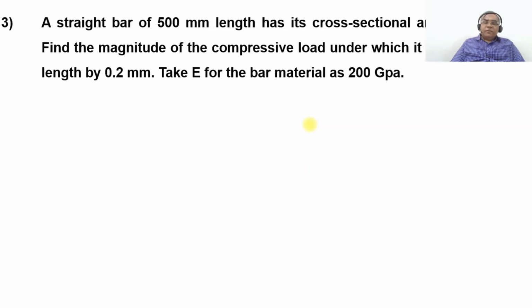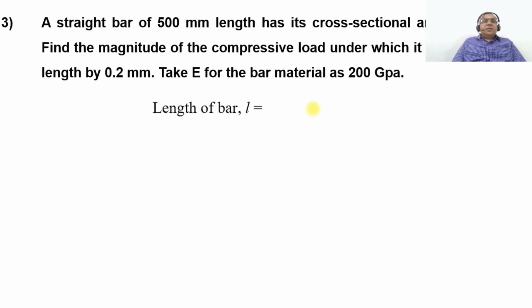In this video, we are going to take up one more problem. Problem number 3. A straight bar of 500 mm length has its cross-sectional area of 500 mm square. Find the magnitude of the compressive load under which it will decrease its length by 0.2 mm. Take E for the bar material as 200 GPa.